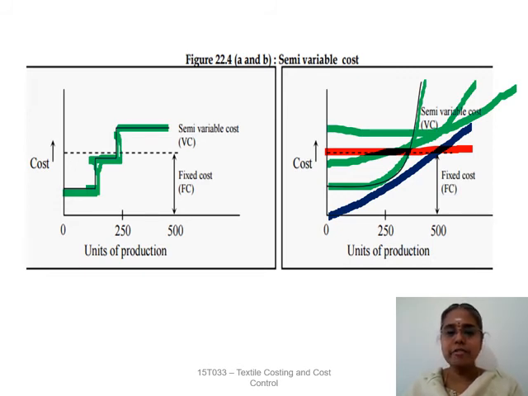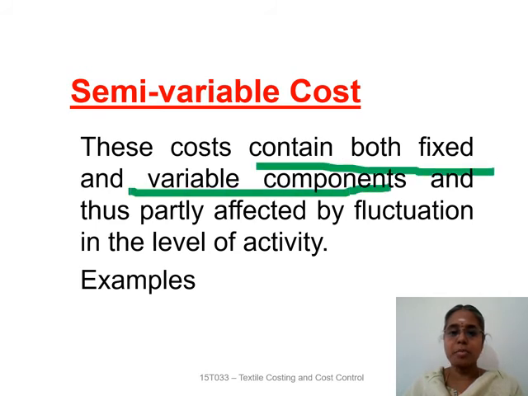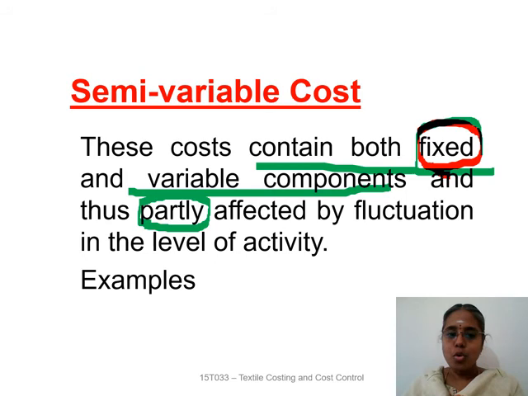But you have to draw this graph, only then you can find out whether it is a variable cost. From the definitions also you can find out whether it is variable, semi-variable or fixed cost. Hope you are aware of semi-variable cost now. It contains both fixed and variable components and they are partly affected. If they are fully affected, then it is variable. Partly affected, then it is semi-variable. Not affected, then it is fixed.